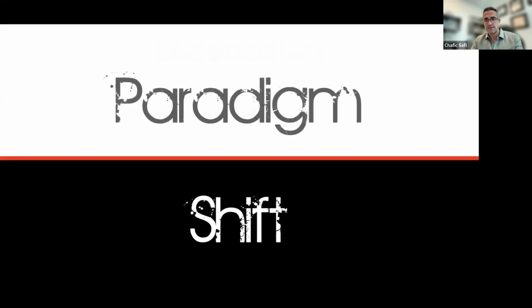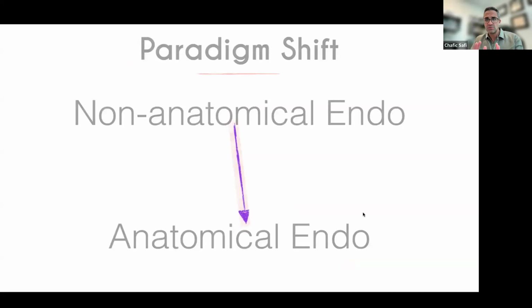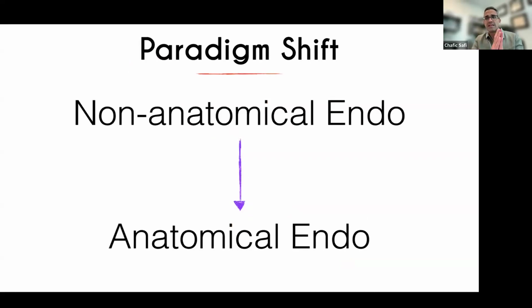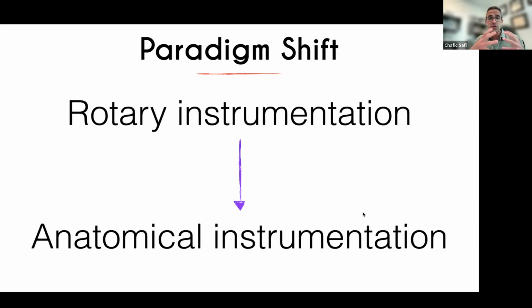We need what I call a paradigm shift, a complete shift in vision whereby we are going to move from a state where we are doing endodontic therapy in a non-anatomical fashion, meaning not taking into consideration the intricate and complex anatomy of the root canal system. We're going to move from that state to what I call an anatomical endodontic state, or anatomically centered endodontics, whereby we're going to take into consideration this beautiful anatomy and try to respect it and clean it at the same time. And so we're going to move from rotary instrumentation, or rotary files, into an instrumentation that's going to be anatomical.